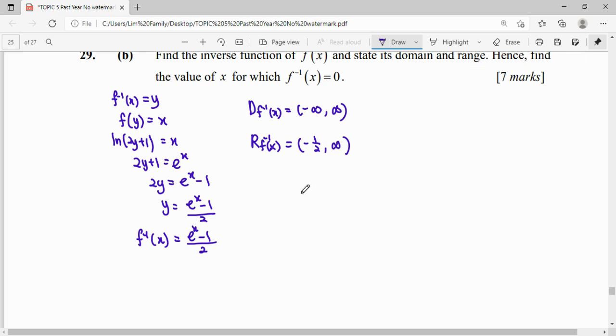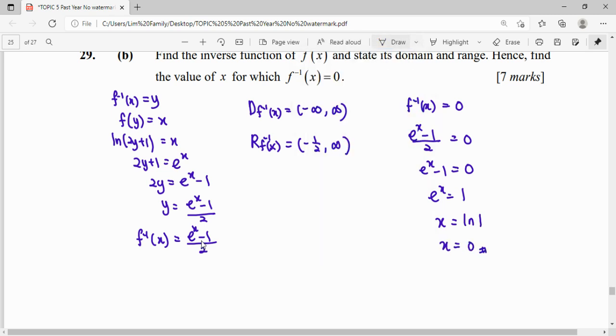Hence, use whatever we already found here, find the value of x where f inverse equals to 0. So when f inverse x equals 0 means that e^x minus 1 over 2 will equal 0. Find out our x value. So multiply 2 to the right hand side, it will become 0. Move 1 to the right hand side, it will become positive 1. And then when we want to find our x, we will take ln. So x equals ln 1, so x will equal 0.